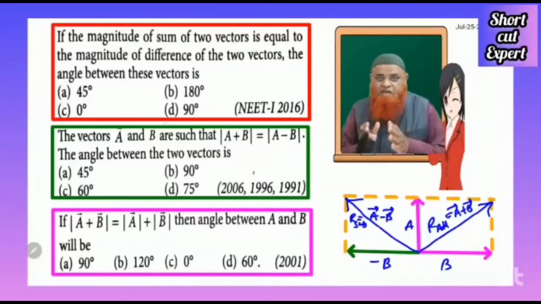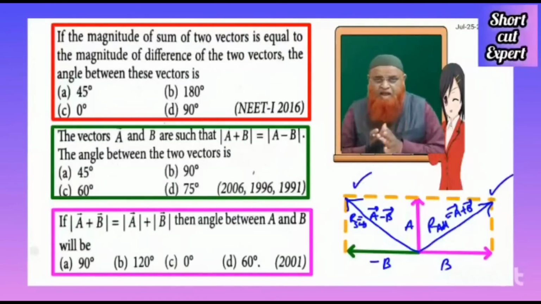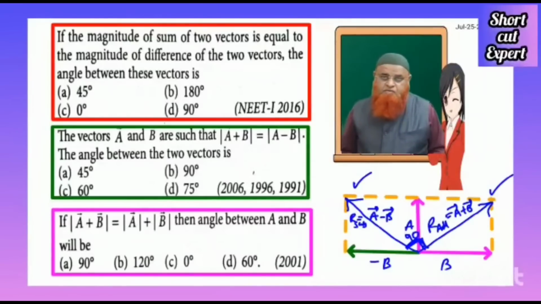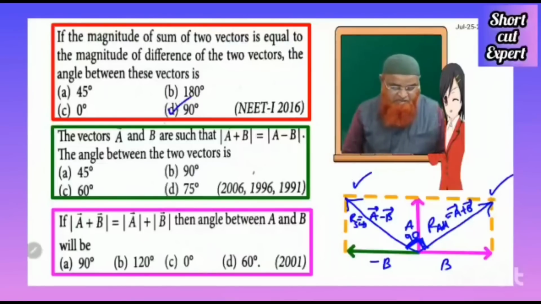The resultant of A bar plus B bar is this one, and the resultant of A bar minus B bar is this one. When these two are having same magnitudes, definitely the angle between them will be exactly 90 degrees. You can see here, they are perpendicular to each other. So this is a problem which I have solved without even solving that. Even in NEET 2016 it was asked, the answer is 90 degrees, and here also it is asked in 2006, 1991, here also the answer is 90.